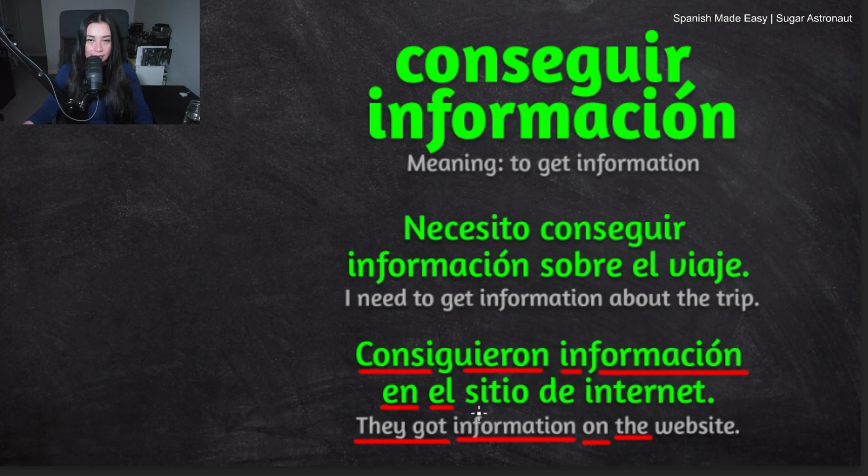masculine article, el. Sitio, sitio de internet. Let's underline the whole term. Sitio de internet means website. You can also say website in Spanish, and people will understand that term. But if you want to say website in Spanish, the term is sitio de internet. Okay, so remember that.